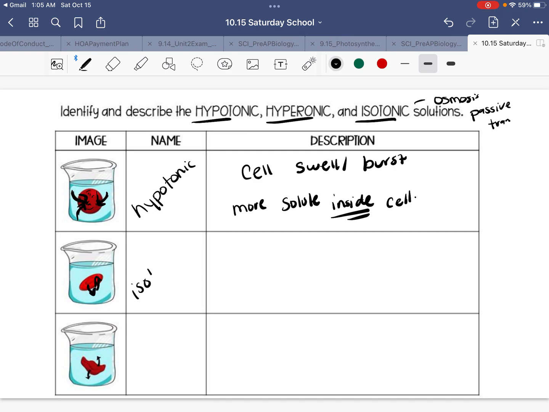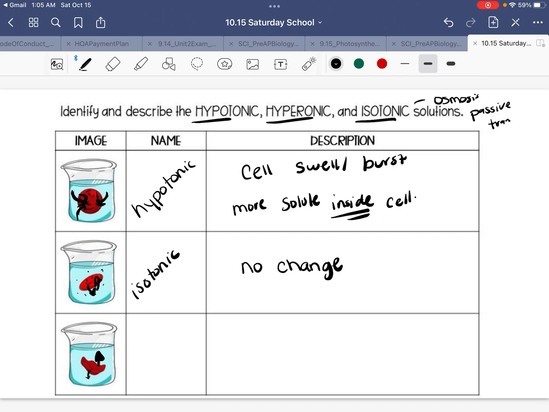On the other hand, in this one you have arrows going out and in. This is called isotonic. Isotonic means it's equal. So however many particles are on the outside, it's the same on the inside. Being equal means there is no change in the cell, which is good. It's balanced. You don't have to worry about anything happening.